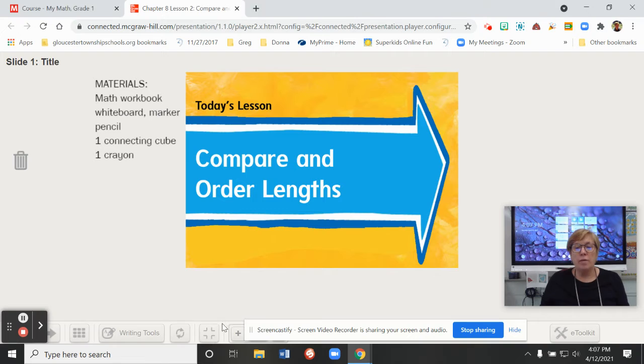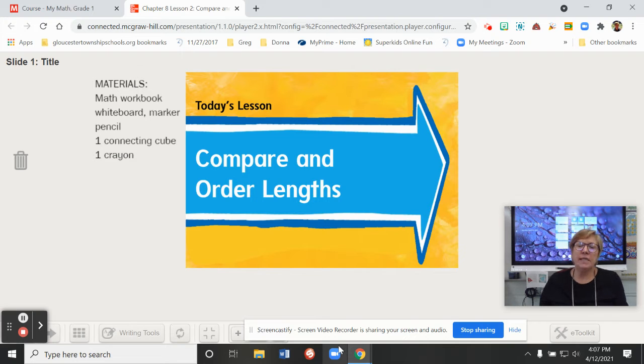Before we begin, I would like you to make sure you have the following materials nearby. If you need to get them, pause and come back. You need your math workbook number two, a whiteboard and a marker to do some warm-up math problems, a pencil, one connecting cube, and one crayon. If you need to pause, do that now, and come back, and we'll start the lesson, okay?